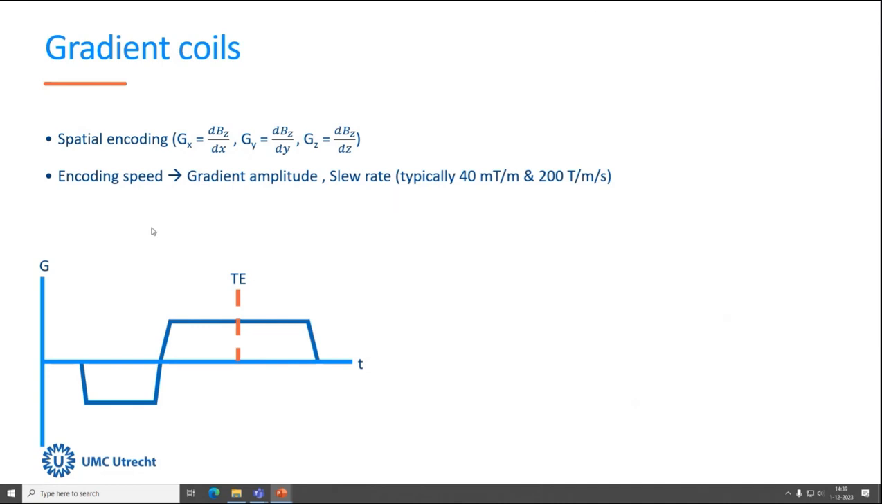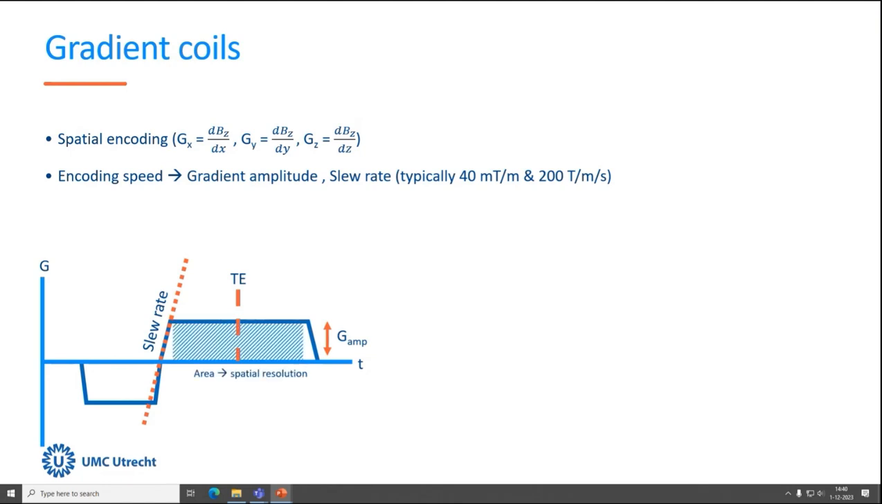Spatial encoding we do. Encoding speed depends on the amplitude and the slew rate. This is the amplitude. If you have a typical readout, certain echo time, this is where you collect the data. This is where you rephase the signal. Here's where the echo is. Amplitude, and a certain slew rate. You cannot immediately hit the maximum gradient amplitude. It takes some time. That's the so-called slew rate.